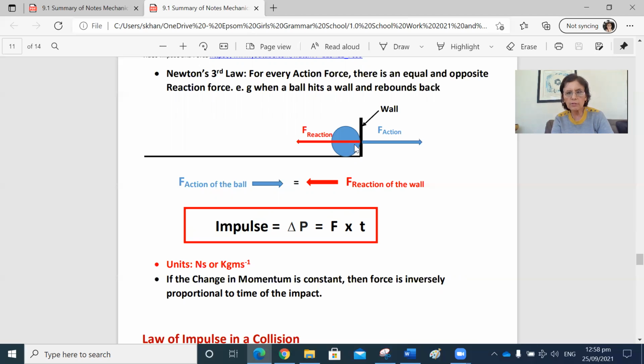So when the ball collides with the wall, there was action force in this direction, reaction force in that direction. So as a result, its momentum changes. Initially, it was going in that direction, then it moves in that direction. So only when there is a force acting on an object, only then the momentum will change.